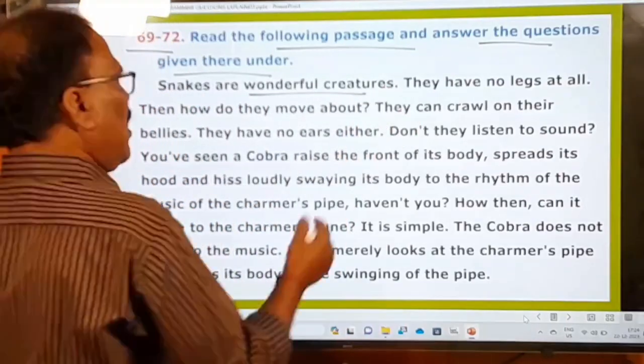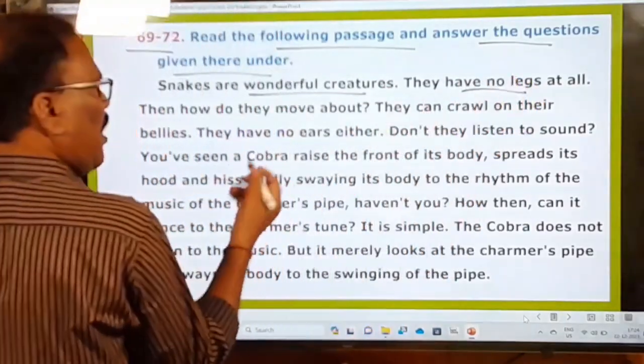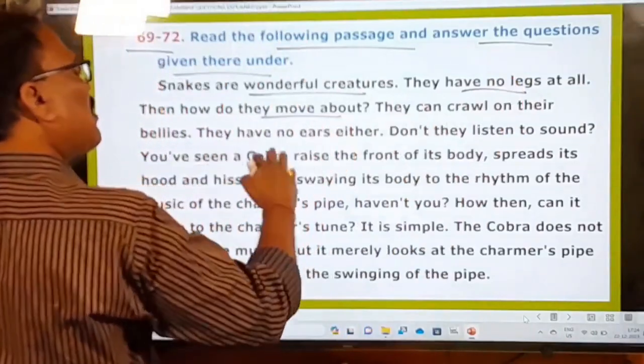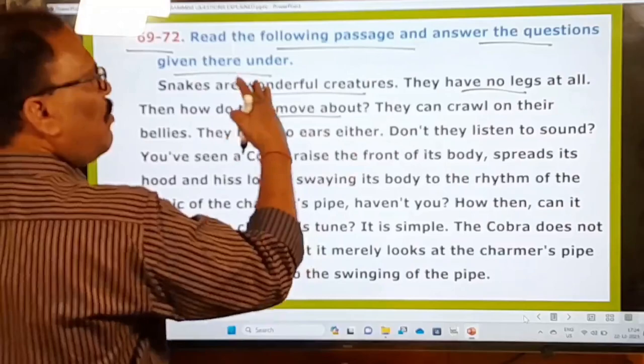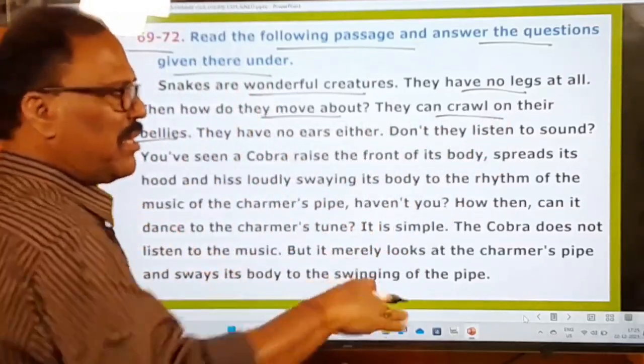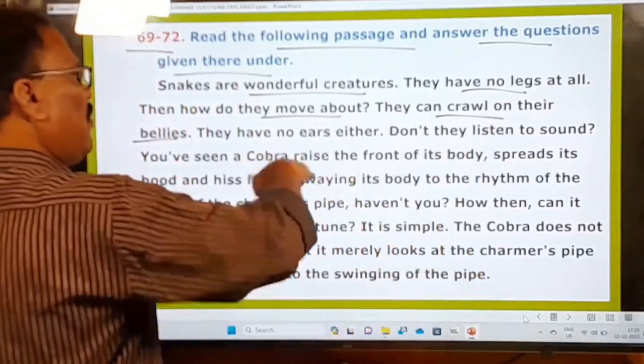Snakes are wonderful creatures. You understand that? They have no legs at all. They don't have legs. Even then, how do they move about? How do they run? How do they go? They crawl on their bellies. They don't have legs, but they crawl. Crawling means, you know very well, moving like that.